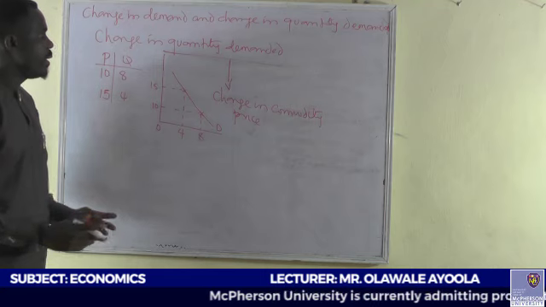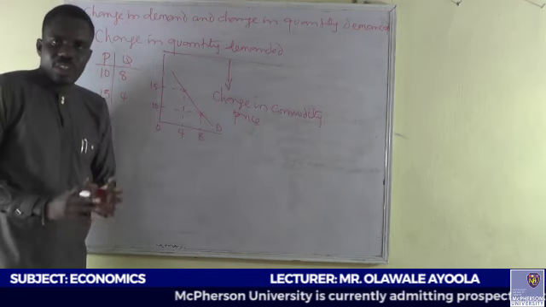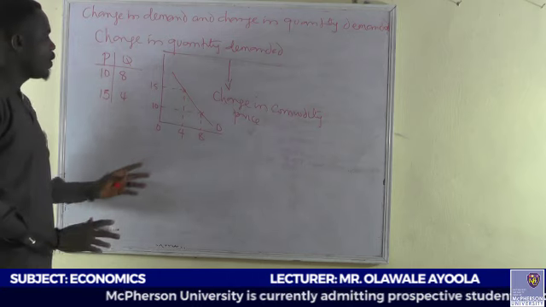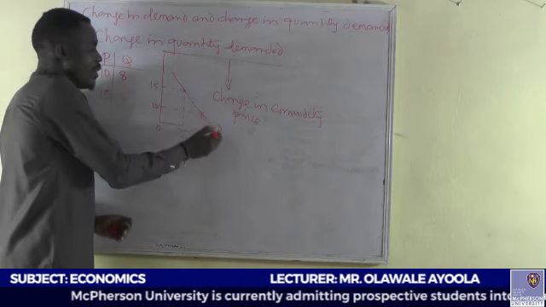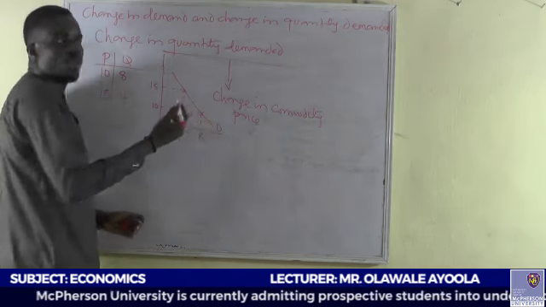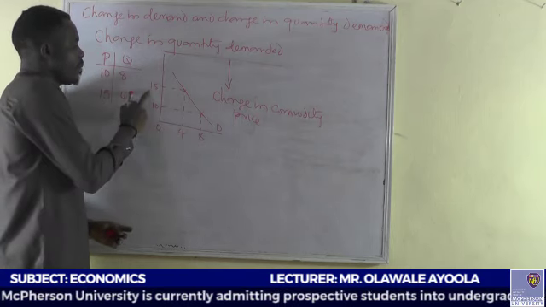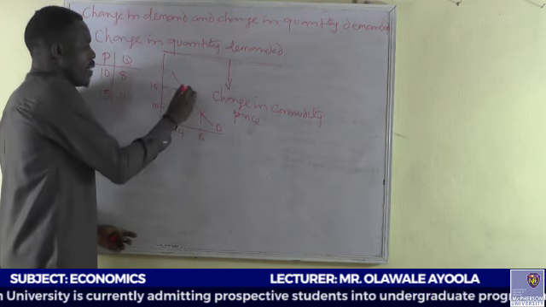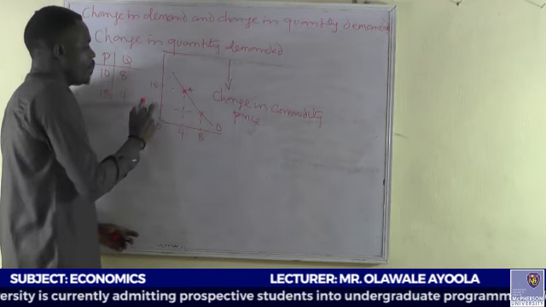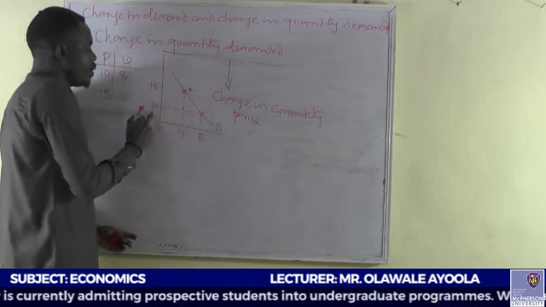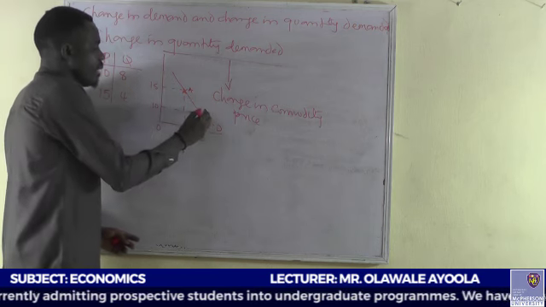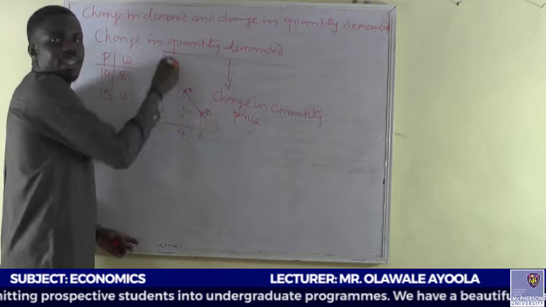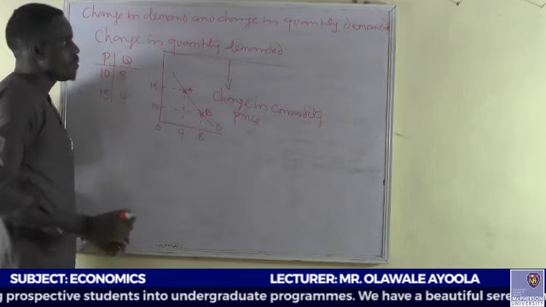Change in quantity demanded is majorly caused by change in commodity price alone. Also, it is a movement along the demand curve. What do we mean by movement? When price is 15, quantity demanded is 4. We have a point A. When price drops to 10, quantity demanded is 8. Then this is point B. This is regarded as movement along a demand curve.